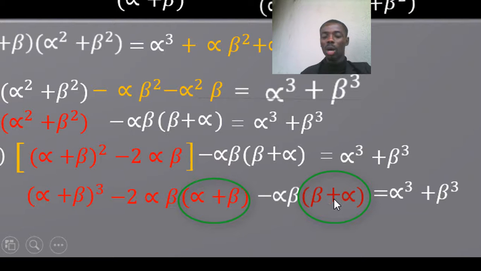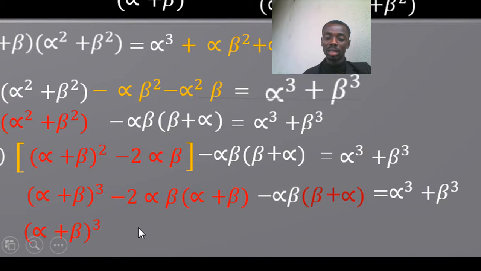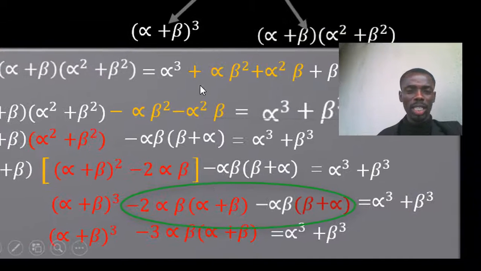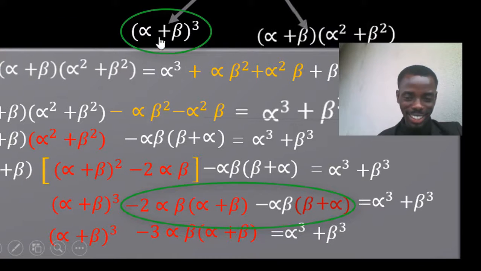So, I'm having minus 2 of this term and I'm having minus 1 of this term. Adding together, what do you think I'm having? So, I'll be having alpha plus beta raised to the power of 3, then minus 2 minus 1. That's going to be giving me minus 3, which is exactly the value I got using this first approach, the binomial expansion.